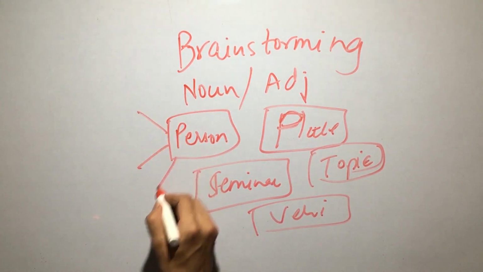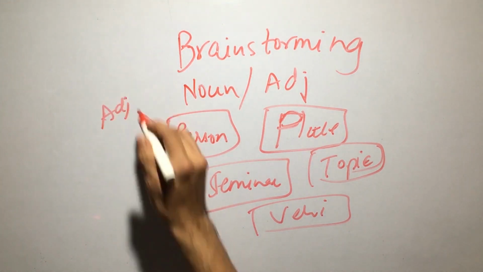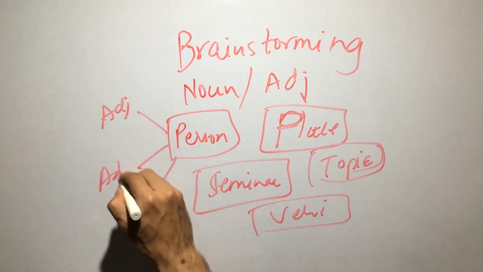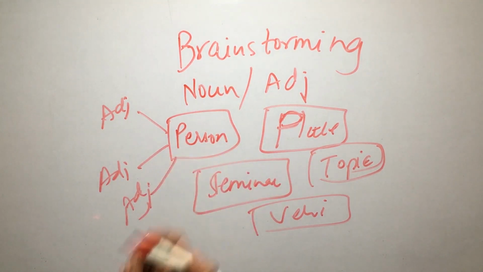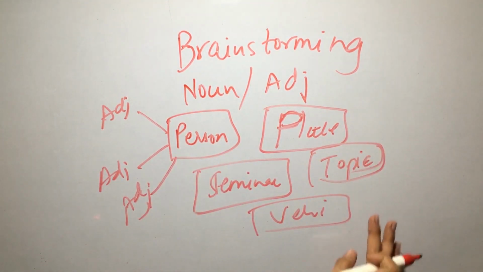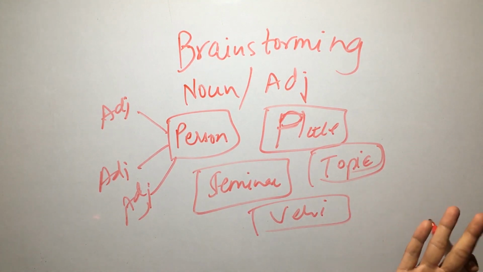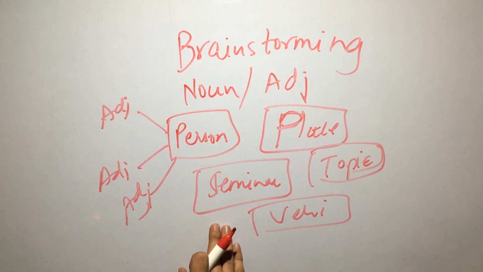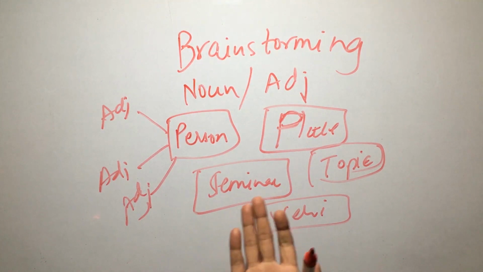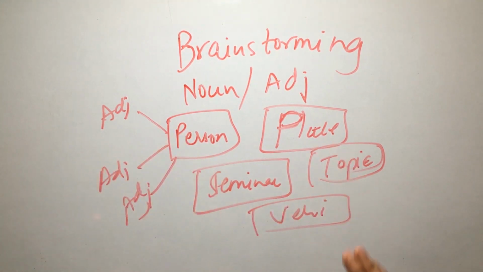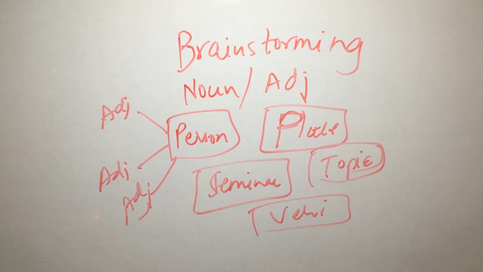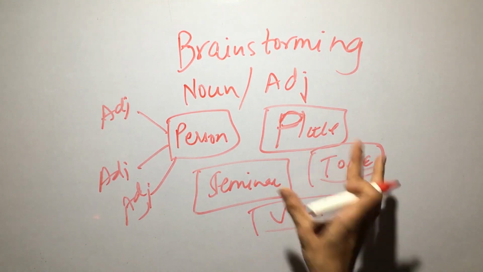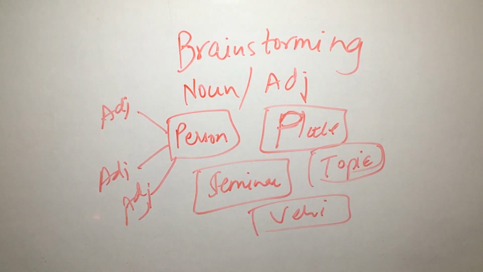And now, in the case of adjectives, you keep drawing arrows and think of all the adjectives connected to the noun. For example, what was the person like? What was the place like? The topic was good or bad or long or short. Where was the seminar conducted, or the place, so stuff like that. So you keep adding adjectives to the noun. I know it's a lot of stuff, and it will take a lot of practice to finish this within 1 minute.